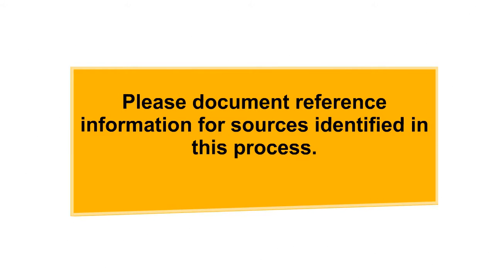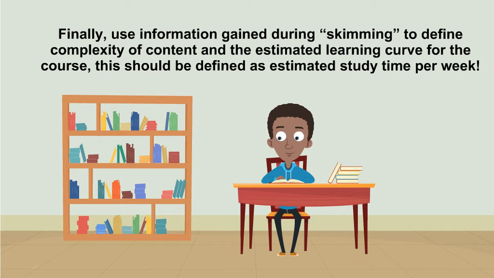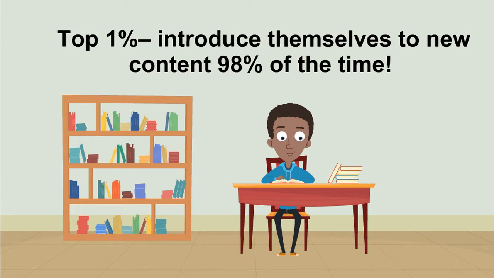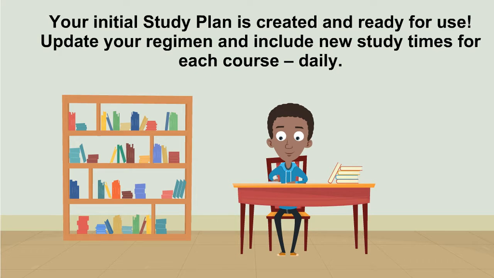Finally, use information gained during skimming to define complexity of content and the estimated learning curve for the course. This should be defined as estimated study time per week. Remember, top 1% introduce themselves to new content 98% of the time. Your initial study plan is created and ready for use. Update your regimen and include new study times for each course daily.